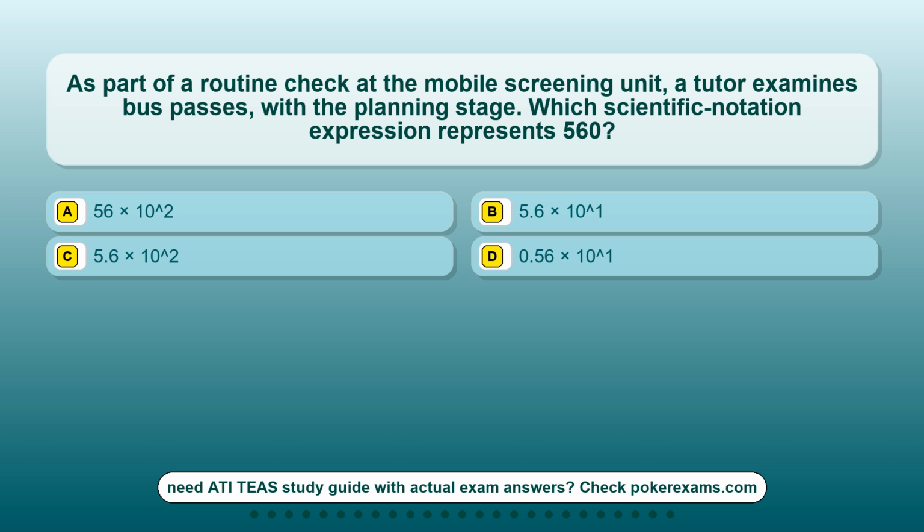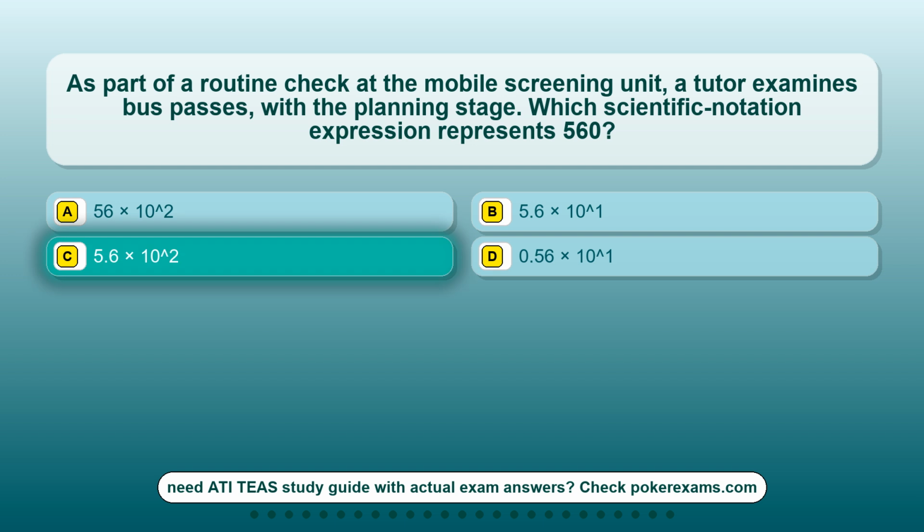Question 11. As part of a routine check at the mobile screening unit, a tutor examines bus passes, with the planning stage. Which scientific-notation expression represents 560? Option A, 56 times 10 squared. Option B, 5.6 times 10 to the power of 1. Option C, 5.6 times 10 squared. Option D is 0.56 times 10 to the power of 1. The correct answer is option C, 5.6 times 10 squared.